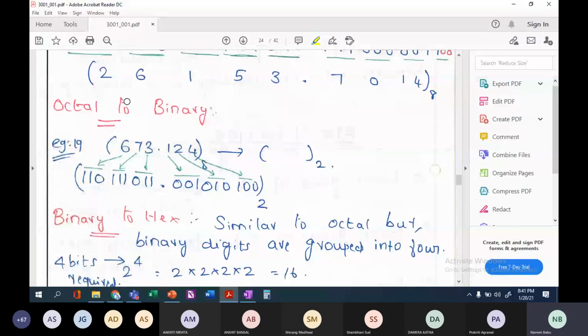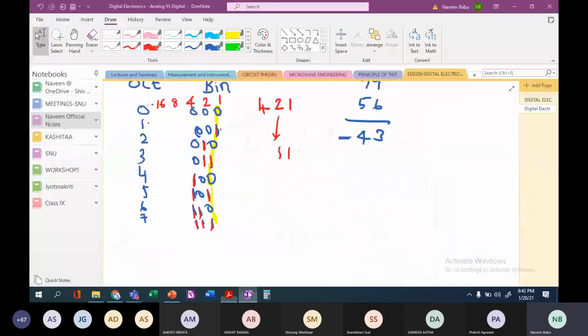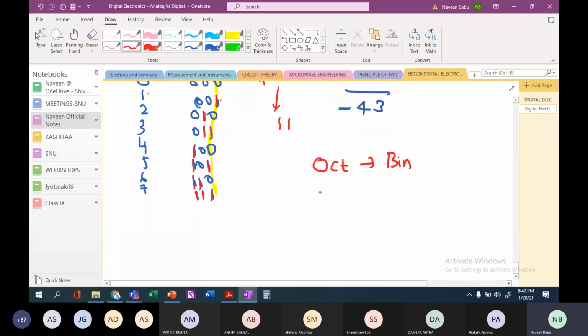Now, octal to binary. Again, it is the same. If you have a number which needs to be represented from octal to binary, it is fairly simple. Say I have the number 237. How do you represent it? Each digit is represented in three binary bits. So 2 is represented as 0, 1, 0, and 3 is represented as 0, 1, 1, and 7 is represented as 1, 1, 1.